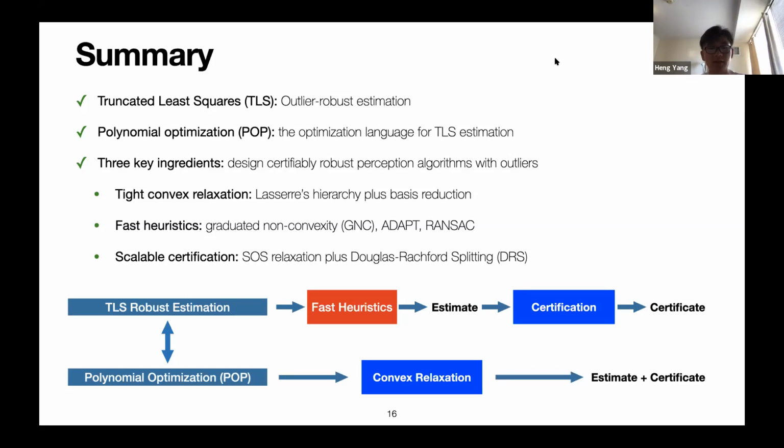And then this picture here exactly tells you the 2 lines of research. One line is directly doing relaxation, and the second line is we perform fast heuristics, and then we do certification.